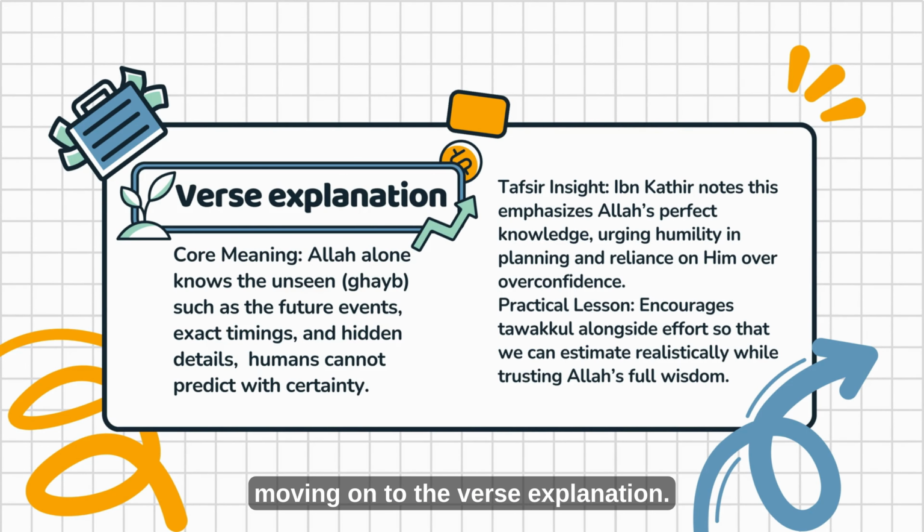Next, moving on to the verse explanation. For the core meaning of the verse, Allah alone knows the unseen, ghaib, such as future events, exact timings, and hidden details. Humans cannot predict with certainty.